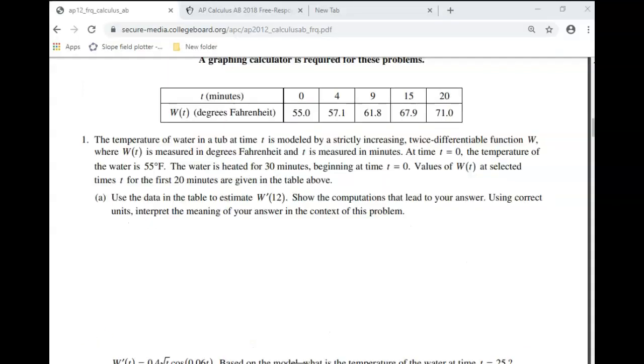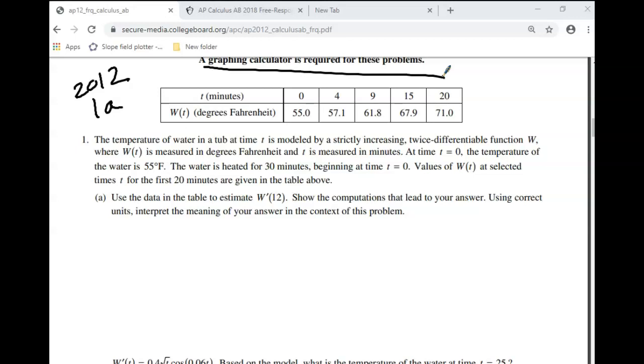All right, so let's go ahead and take a look at our next question. This is 2012, 1A. The directions say a graphing calculator is required. I don't think we're really going to need it, honestly, but technically you could use one on this.